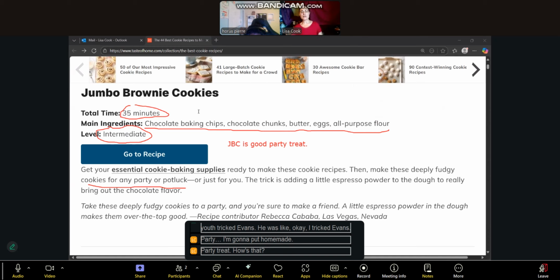Now, something to think about: if you're going to write about jumbo brownie cookies as a paragraph, what are some details that you could include?